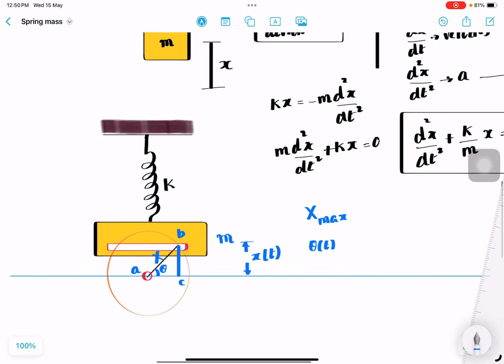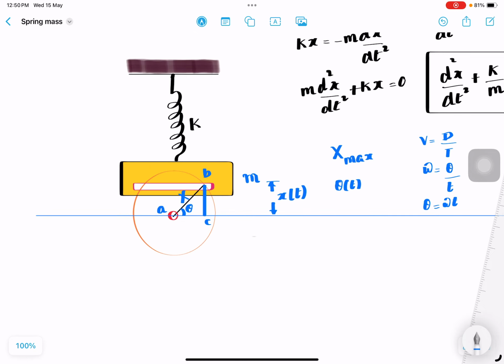You see, velocity is distance divided by time. Angular velocity, omega, is angular distance divided by time. So this gives us the expression for theta, which is omega into t. Okay, so that's the expression for theta. Now let us find what is sine theta. So what is sine theta?